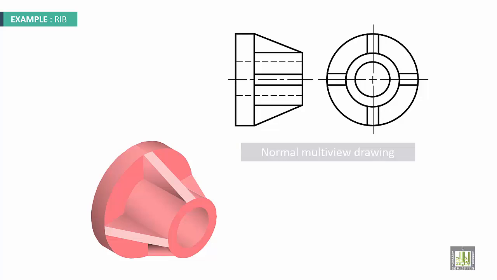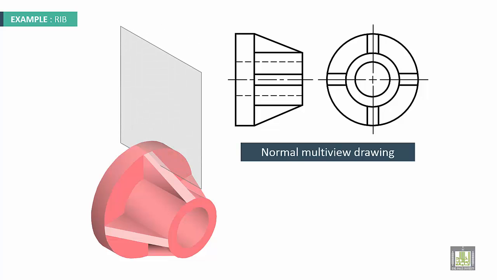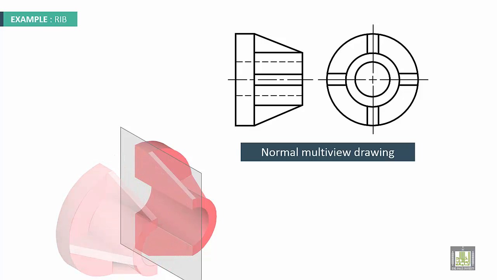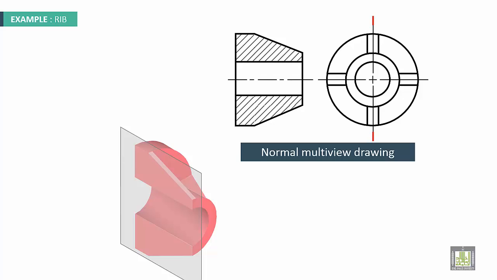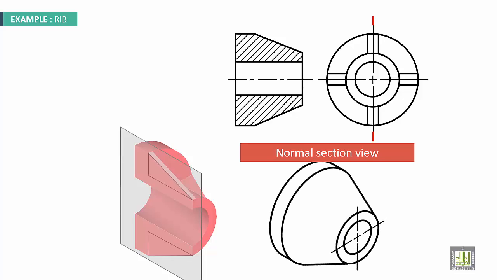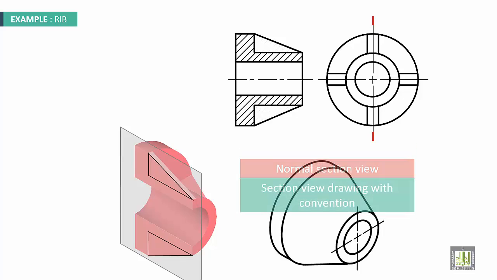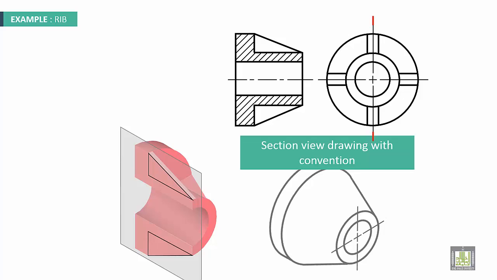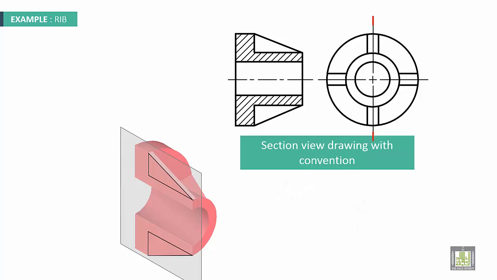Example for the rib. Normal multi-view drawing here. If we make section on the rib now, normally we make section lines for all. But no, convention is not that one. We have to remove section lines from the cross section of the rib. This is section view drawing with convention for rib.